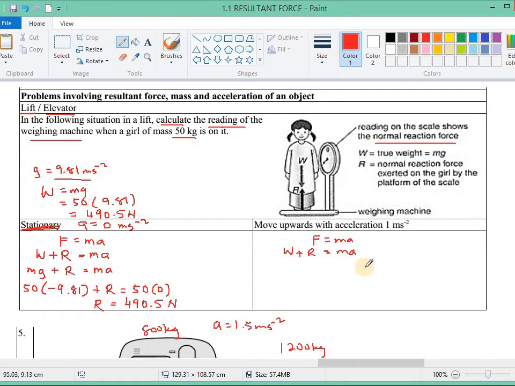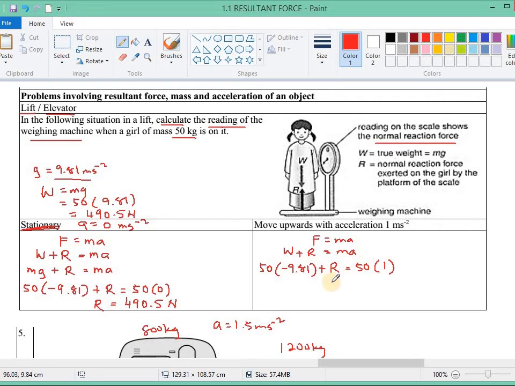I'm not going to write one more line, because it's the same thing as this one. So to calculate the weight, it is 50 times negative 9.81, plus R, the reaction. This reaction is the one that we are looking for, equals to the mass 50 times the acceleration. The acceleration of the girl is upward, so positive 1 meter per second squared. Downward is negative, going upward is positive. So we put this acceleration as positive 1.